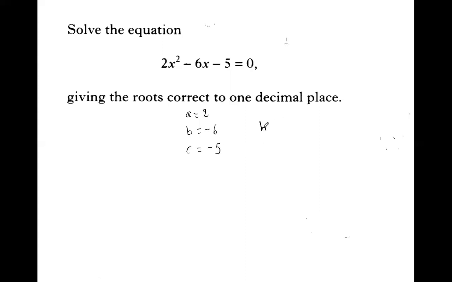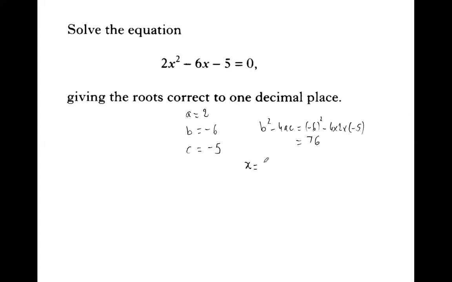My discriminant is b squared minus 4ac: negative 6 squared, minus 4 times 2 times negative 5. So if I type that in my calculator, open bracket, negative 6, close bracket, square, minus 4 times 2 times, open bracket, negative 5, close bracket, I get 76. Yep.